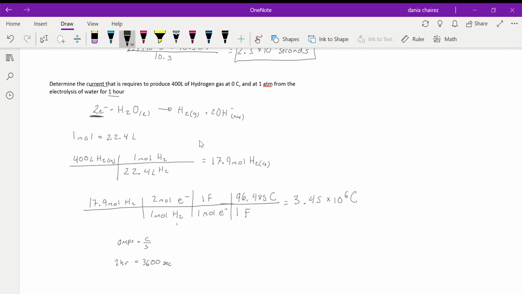So then that's how long it takes for all of this to be plated. So we need to figure out the amps by doing coulombs per second. We have our coulombs, we have our seconds. So we just do 3.45 times 10 to the 6th coulombs over 3,600 seconds, which should give us 958 amps.